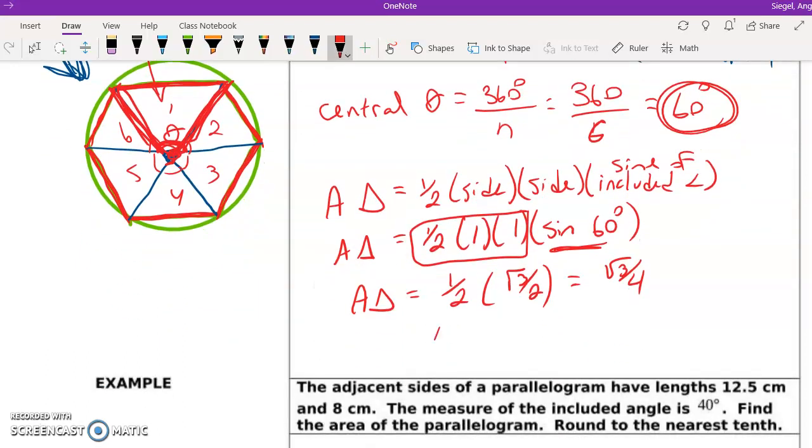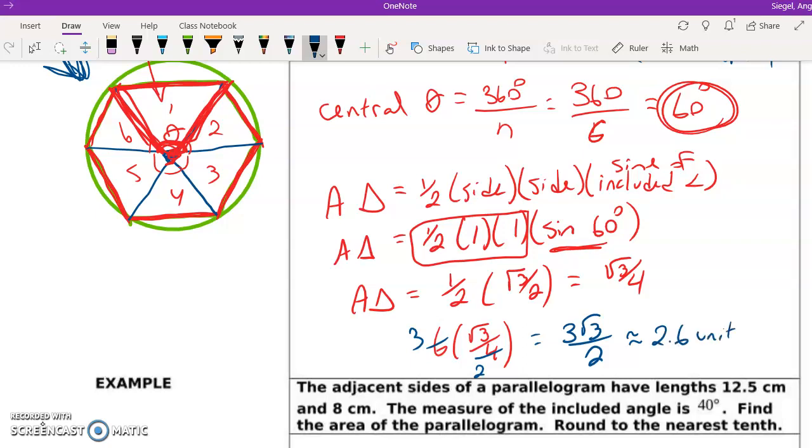So what we're going to do is multiply that by 6. I end up getting 3 square root of 3/2. And if I type that in my calculator, you get about 2.6 square units.